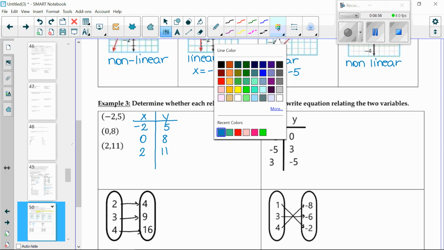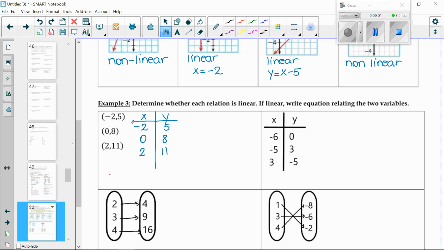Now think about this for just a second. Are our values going up by a consistent amount? So here I'm going up by 2. Okay, so that's consistent. What about this one? I'm going up by 3 and by 3. So yes, this one is definitely linear.